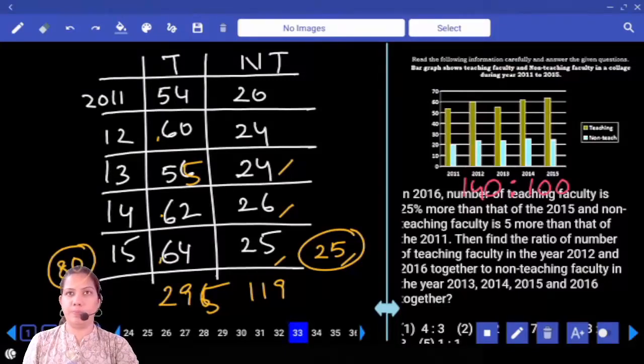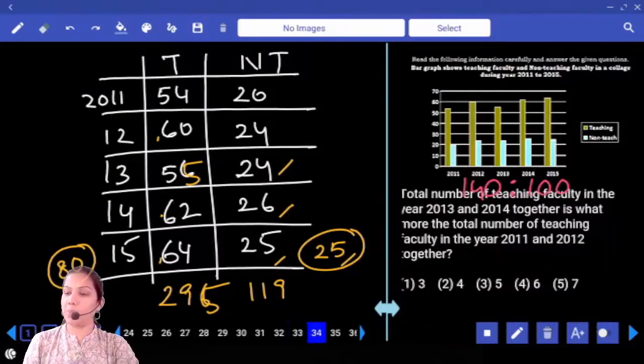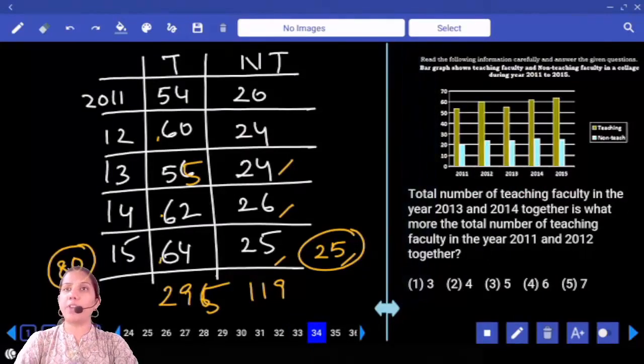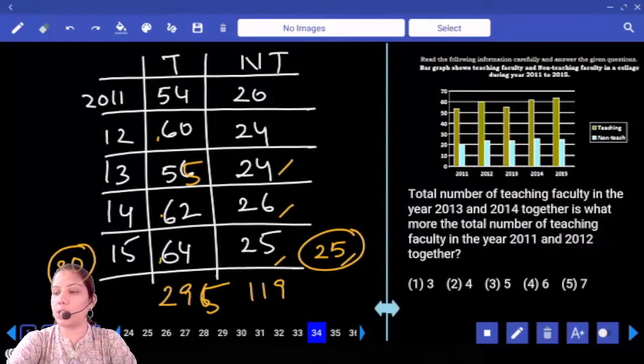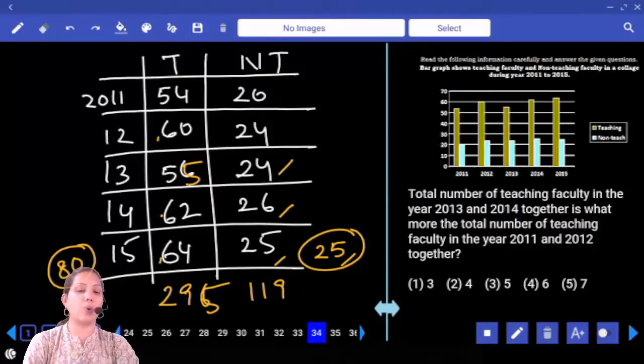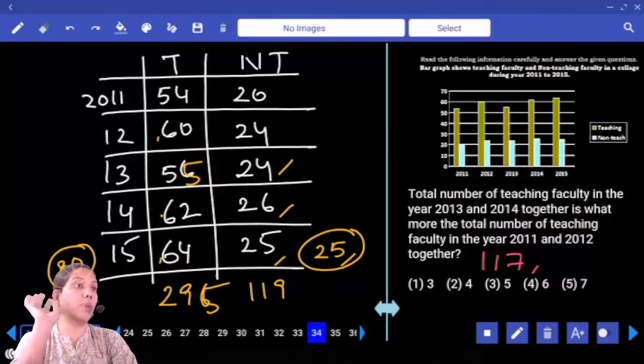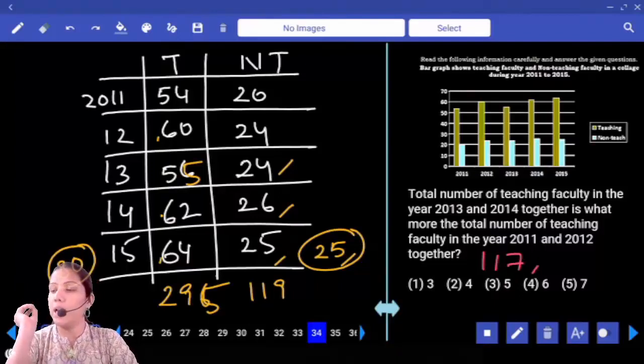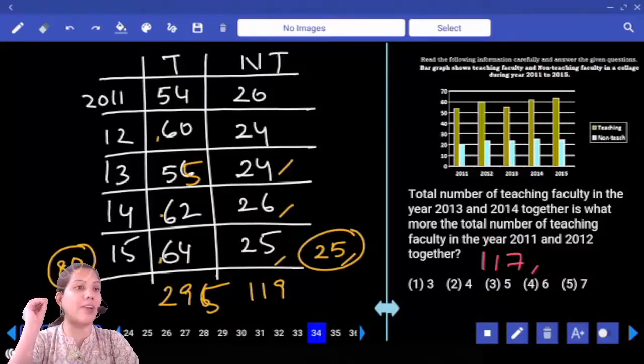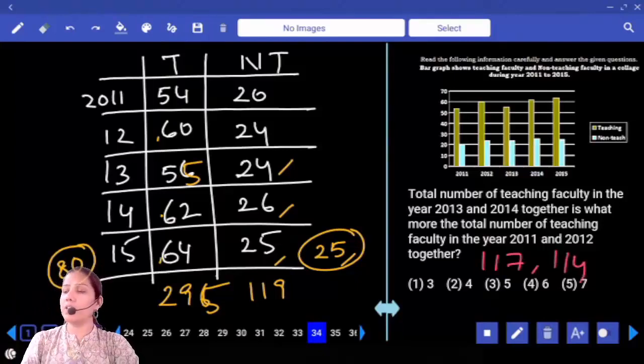Next, question number 34. Total number of teaching faculty in the years 2013 and 14 together is what percentage more than the number of teaching faculty in the years 11 and 12 together? First, 13 and 14 teaching faculty together is 117. How much more compared to 11 and 12 together? 11 and 12 together is 114. What is the difference between 117 and 114? 3. That is the first option.